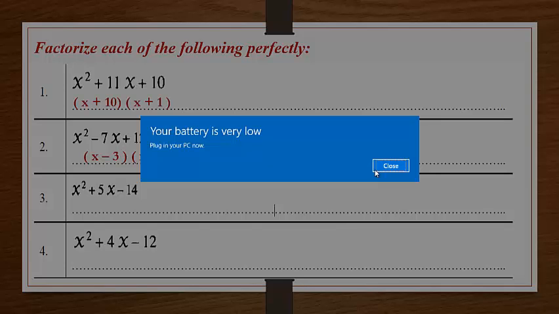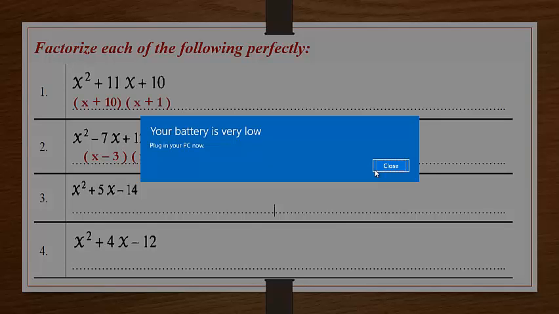Number 9, x power 2 plus 21 minus 10x. At first, arrange your trinomial, so it becomes x power 2 minus 10x plus 21. Then factorize: open two brackets, x times x. 21 is factorized to 3 times 7, their sum equals 10, and they have the same sign as the middle term, negative.